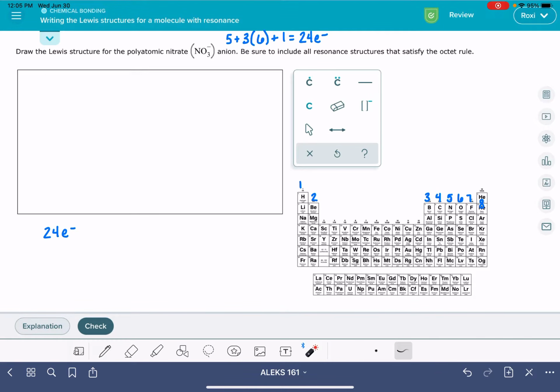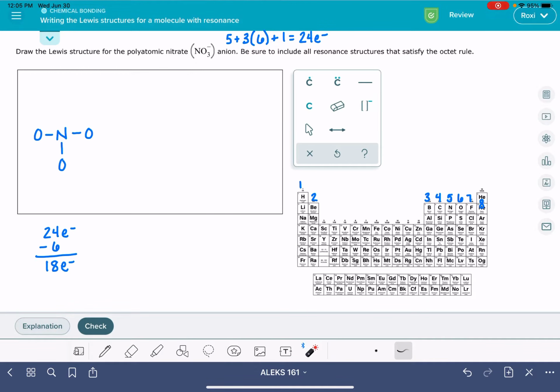Now it's time to start putting the atoms together. Looking at the molecular formula, the first atom in the formula is going to be our central atom, and then all of the other atoms in the formula, the 3 oxygens, are arranged around the central atom, initially connected with single bonds like that. That used 2, 4, 6 electrons. So we've used 6 electrons right there. That leaves us with 18 more electrons to go.